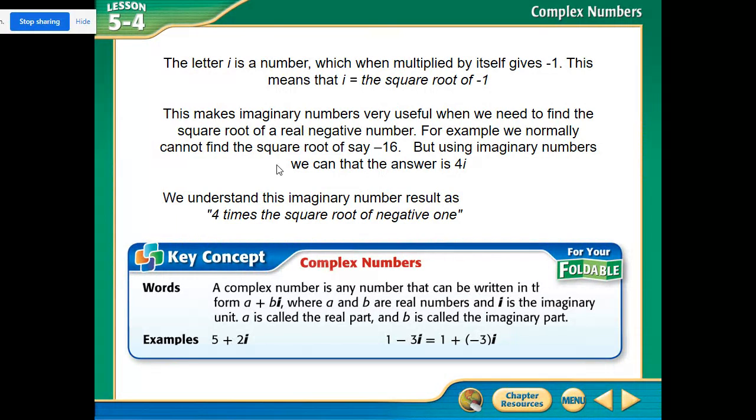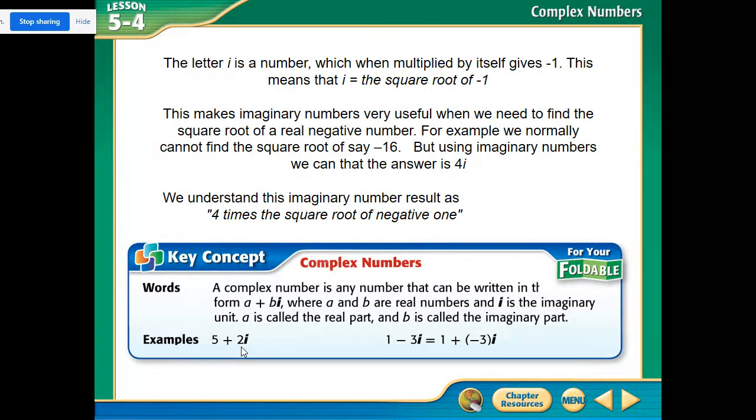So what is a complex number? A complex number is any number that can be written in the form a plus bi, where a and b are real numbers and i is the imaginary part. So you have 5 plus 2i, or 1 minus 3i, or 1 plus -3i. Either way you want to write that, but it has that i in there. That's what a complex number is.